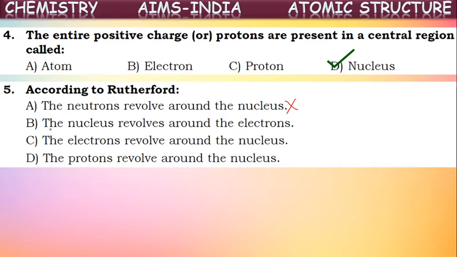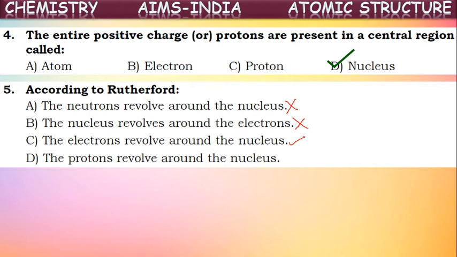See the second one. The nucleus revolves around the electrons. Is it true? No. Nucleus will be at the center part of the atom. It won't be revolving. Now the next one. Electrons are revolving around the nucleus. Yes, it is correct. Electrons are the subatomic particles which are revolving around the nucleus.